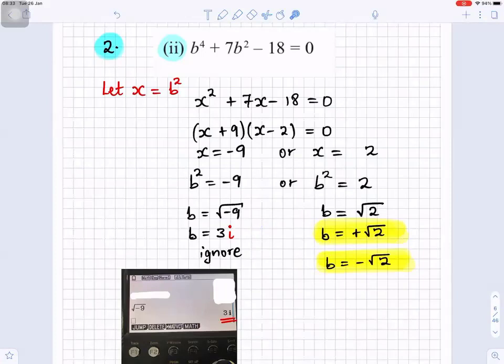x equals 2, b squared equals 2, because we replace x with b squared. So b is equal to the square root of 2. So b is equal to plus root 2, or b is equal to minus square root of 2. So those are the two answers for that equation.